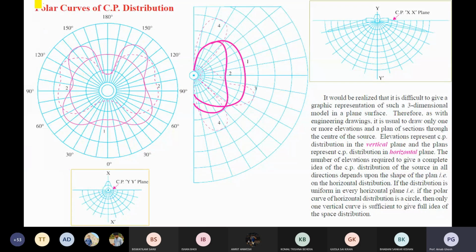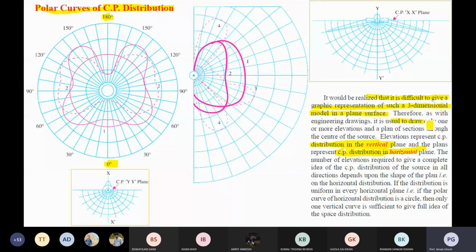Based on that, you know that vertical and horizontal are the two common distributions. One is vertical light distribution and another is horizontal candle power distribution. It gives a graphical representation, such as a three-dimensional model in the plane surface. Plane surface means a 180 degree surface. If you consider only one surface, any plane surface, then as with engineering drawing, they usually draw only one or two elevations.